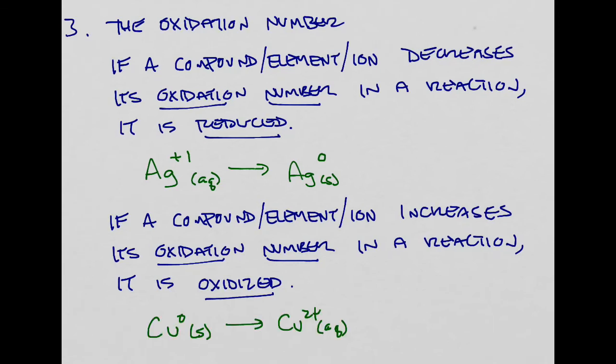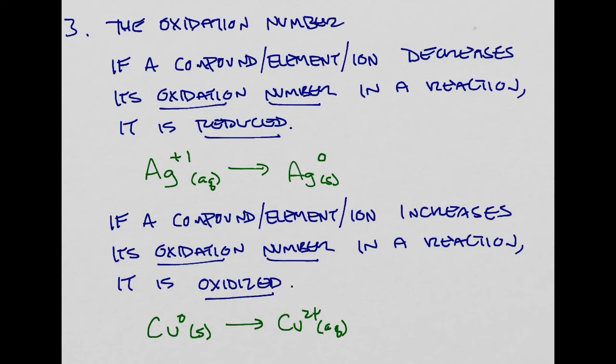Okay, and once again we can see here that we have an oxidation number of 0 because it's copper in its elemental state. And when the reaction is over, the copper has an oxidation number of +2 or 2+, so therefore it has increased, and we refer to this as being oxidized. The copper has been oxidized.